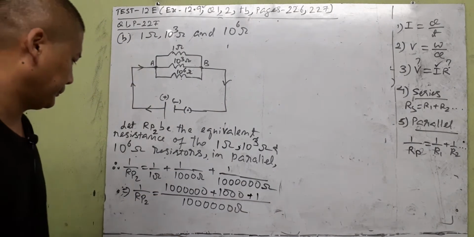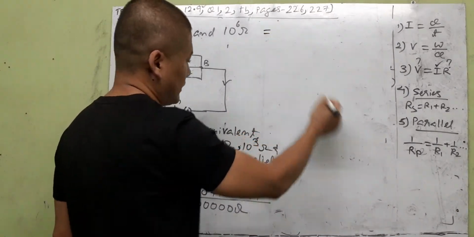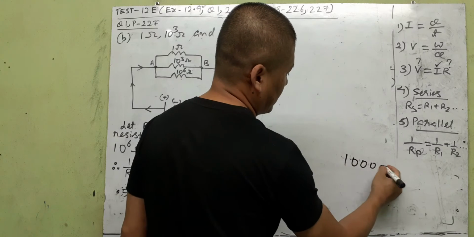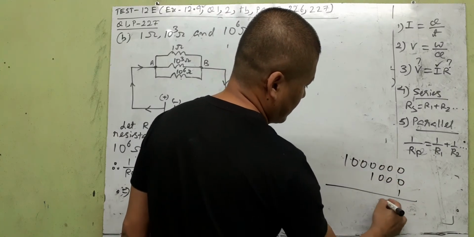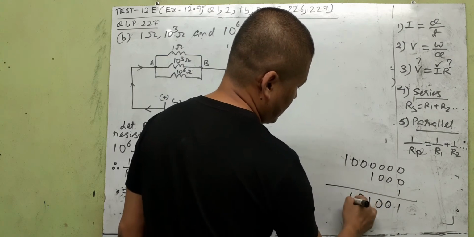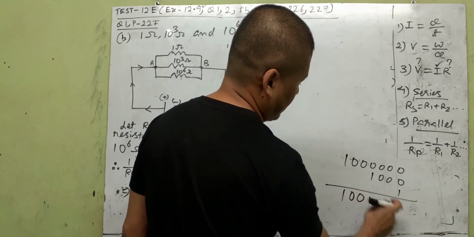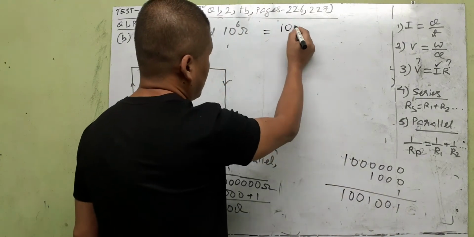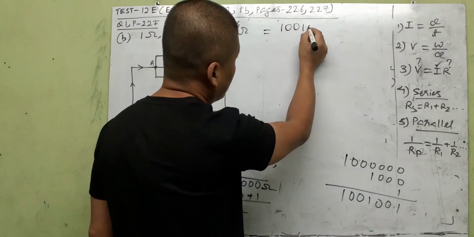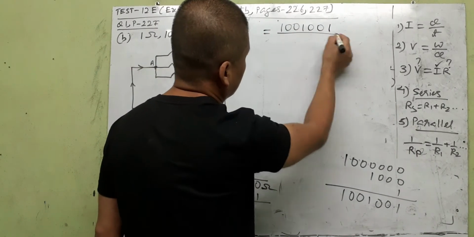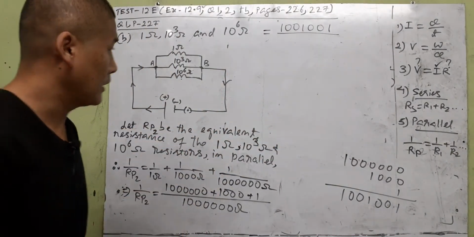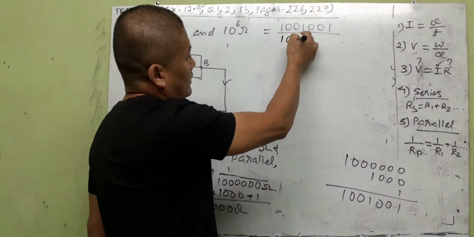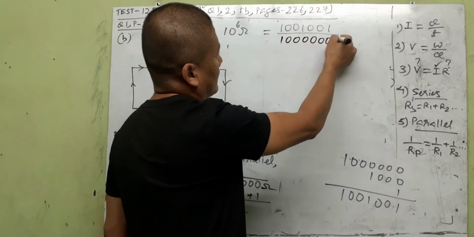Next, when we add all these, we're going to get 1, 0, 0, 1, 0, 0, 1, 7 digits. So 1, 2, 3, 4, 5, 6, 7 digits. Be careful to count carefully. This is divided by 1 followed by 6 zeros, 1, 2, 3, 4, 5, 6, ohms. And here it will be 1 by RP2.